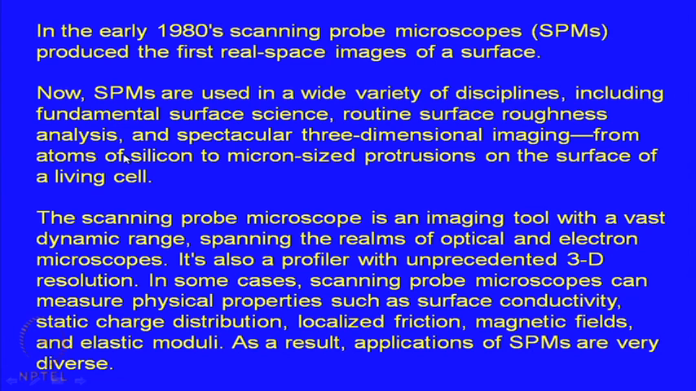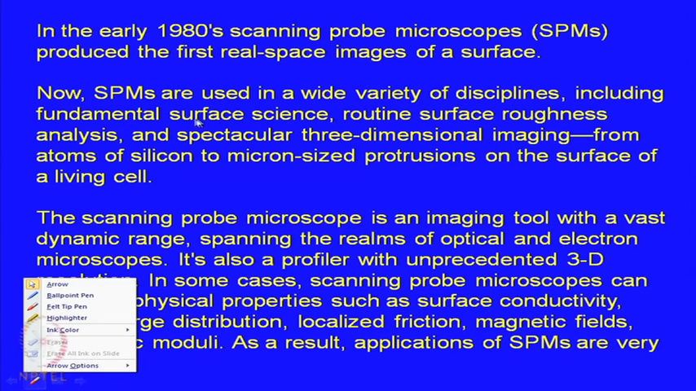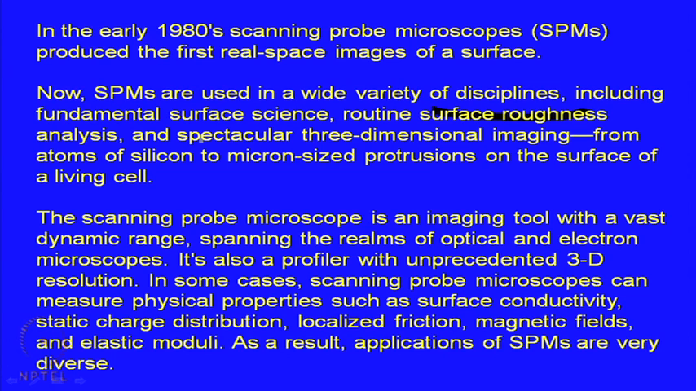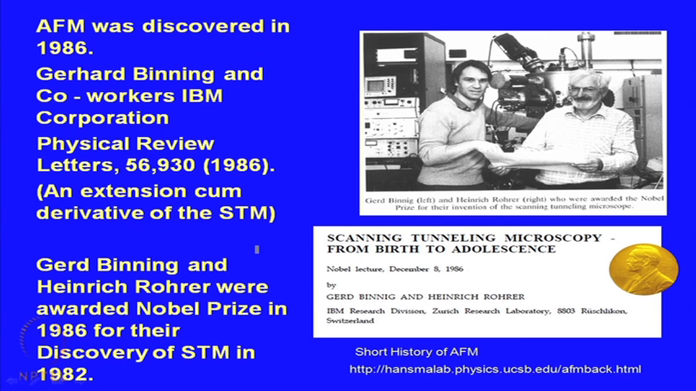Now SPMs are used in a wide variety of disciplines, including fundamental surface science, routine surface roughness analysis, and spectacular 3-dimensional imaging from atoms to micron-sized protrusions of a surface, and living cells also. The scanning probe microscope is an imaging tool with a vast dynamic range spanning the realm of optical and electronic microscopes. It is also a profiler with unprecedented 3D resolution. In some cases, scanning probe microscopes can measure physical properties such as surface conductivity, static charge distribution, localized friction, magnetic field, etc., which is another unique thing. Do not be puzzled by everything written here. We will understand all these things.